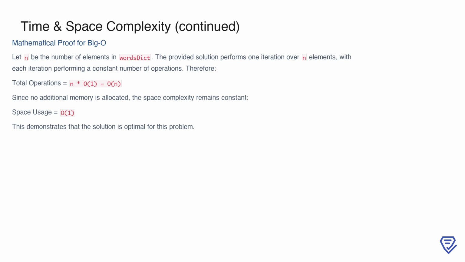Within each iteration, it executes a constant number of operations, such as comparisons, updates, and calculations. This gives us a total number of operations equal to n*O(1), which simplifies to O(n). Furthermore, since the algorithm does not allocate any additional memory beyond the 3 integer variables used, the space usage remains constant at O(1). These calculations confirm that the solution is both time-efficient and space-optimal for solving this problem.